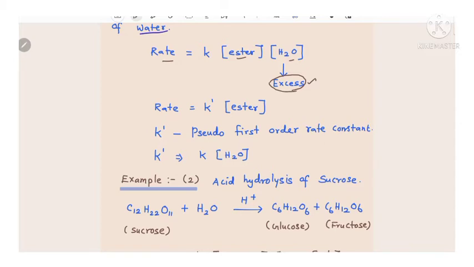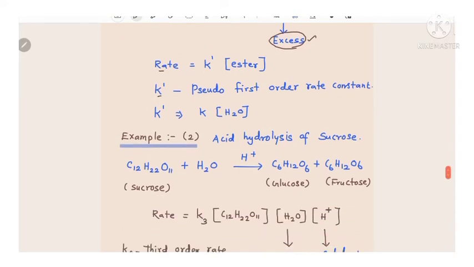So now the rate law can be altered as rate equals K dash into the concentration of ester alone. You can have only ester concentration because the water concentration remains constant, so you can neglect the water concentration term and write K dash instead of K. Here K dash is nothing but the pseudo first order rate constant, which is the product of K and the H2O concentration. So this is one example for pseudo first order reaction, the hydrolysis of ester.